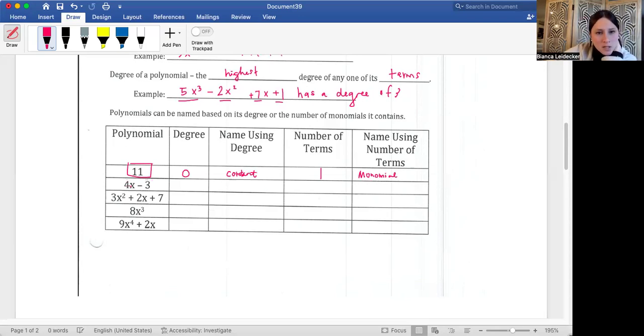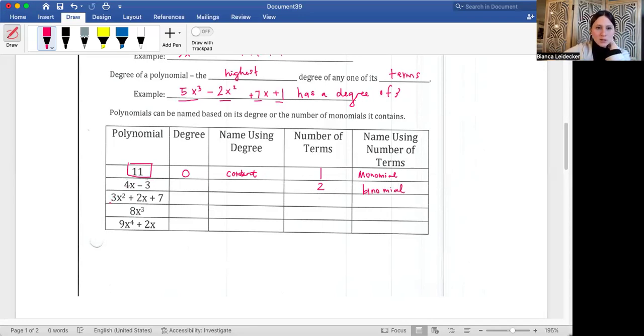Okay, this here, there are 2 terms. So I'm going to come over here and fill this out too. There's 2 separate terms. They're separated by the subtraction sign. This is what we call a binomial because there's 2. So that word bi indicates that it has 2 terms.